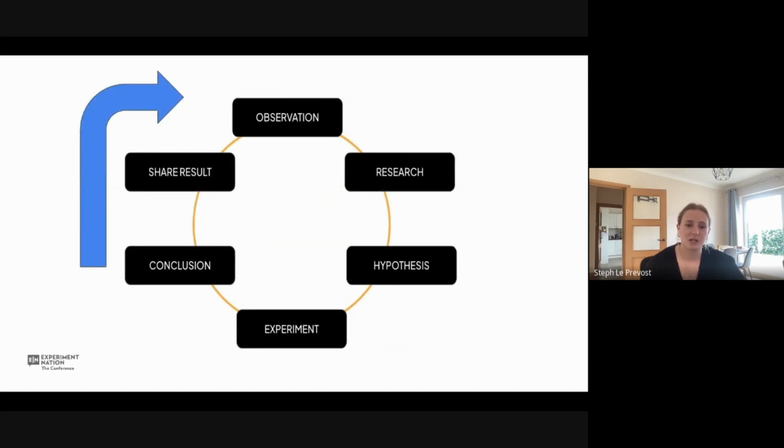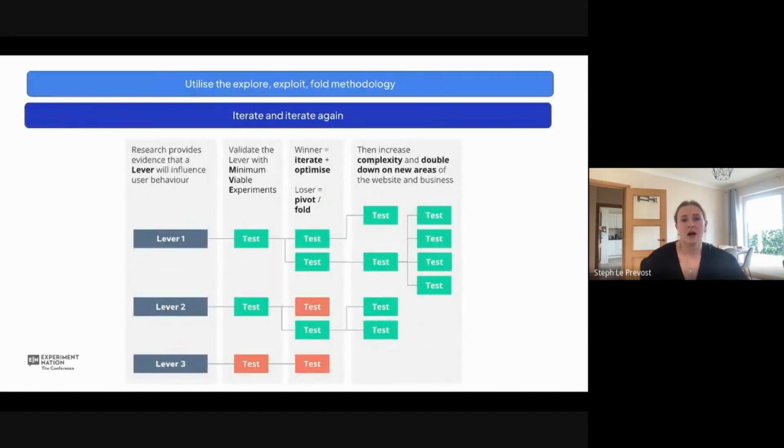And then between the conclusion, sharing the results, and starting all over again, I really recommend that you utilize the explore, exploit, fold methodology. What I mean by that is that when you conduct your research, you start with key themes that you find. For us, a theme is a lever. If you want to know more about the lever framework, message me separately, but I don't have time to go into it today. But thinking of the key themes within that research, you start to validate those themes by testing minimum viable experiments where appropriate.